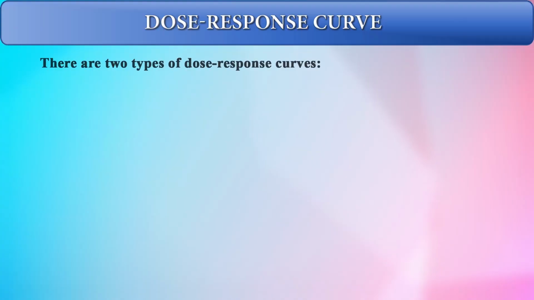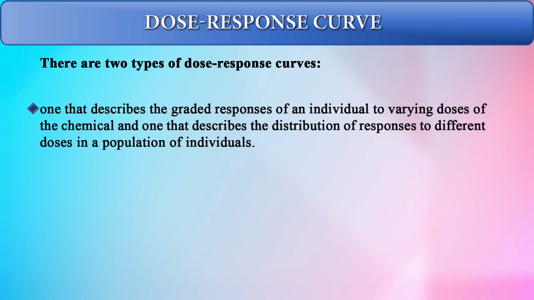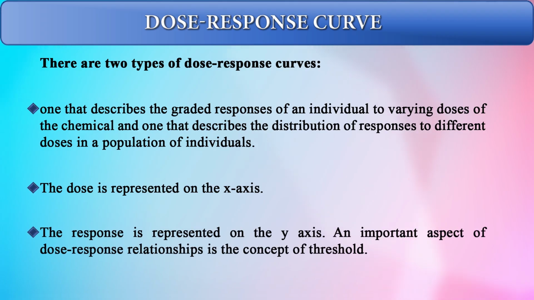The relationship of the dose to response is usually illustrated as a graph, and this graph is known as the dose response curve. There are two types of dose response curve. One describes the graded response of an individual to varying doses of the chemical, and the other describes the distribution of responses to different doses in a population of individuals. The dose is represented on the x-axis and the response is represented on the y-axis.